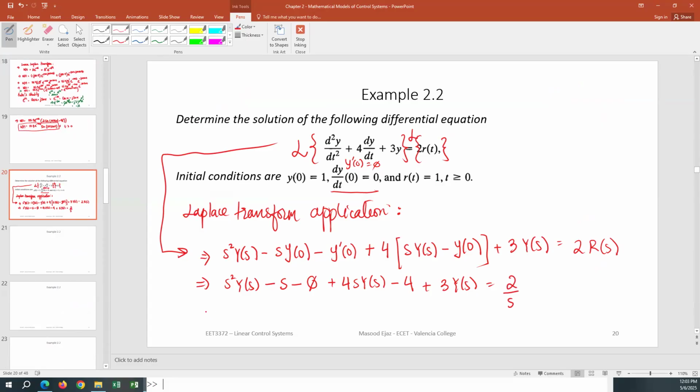So now let's go ahead and rearrange this equation. Remember, we have to find Y(s). The Y(s) is going to be on one side of the equation: s squared plus 4s plus 3. And then I'm going to take the rest of the stuff to the other side: equals 2 over s, minus s goes to the other side and becomes plus s, and then the 4 goes to the other side and becomes plus 4.